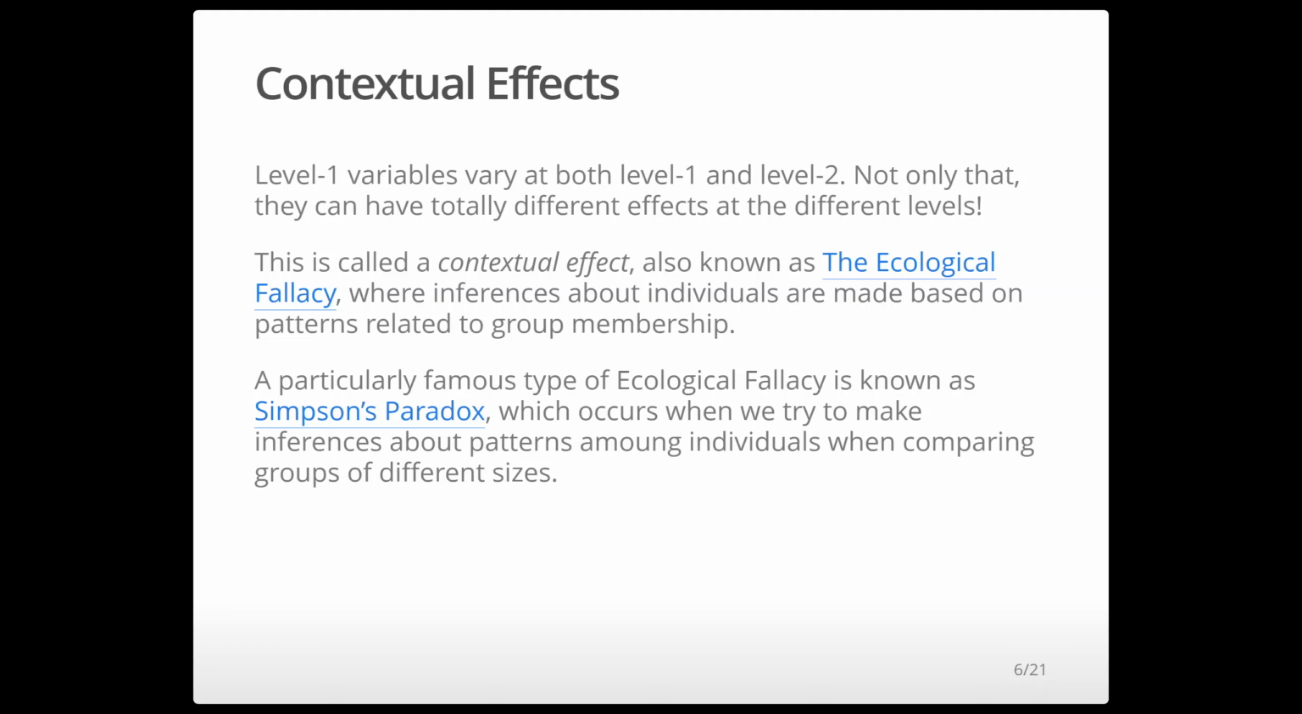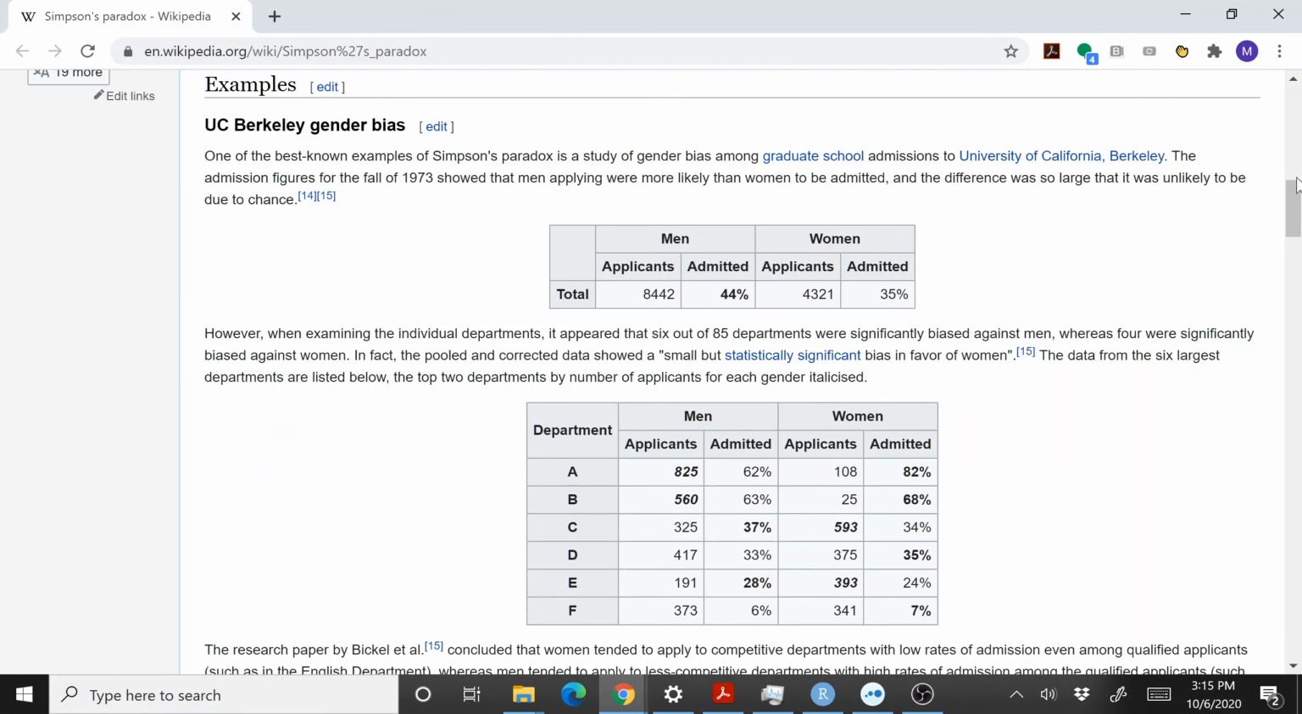A particularly famous type of ecological fallacy is known as Simpson's paradox, and this occurs when we try to make inferences about patterns among individuals when comparing groups of different sizes. This isn't the only type of ecological fallacy or contextual effect, but it is a famous example that we'll take a look at here. So here what we see is the UC Berkeley example, and this was a fairly famous study that was done in 1973, where they looked at the admissions rates to UC Berkeley grad school based on gender, and they found that men were admitted at a much higher rate than women, which isn't necessarily a surprising result. In 1973, we would sort of expect there to be gender bias in graduate school admissions rates.